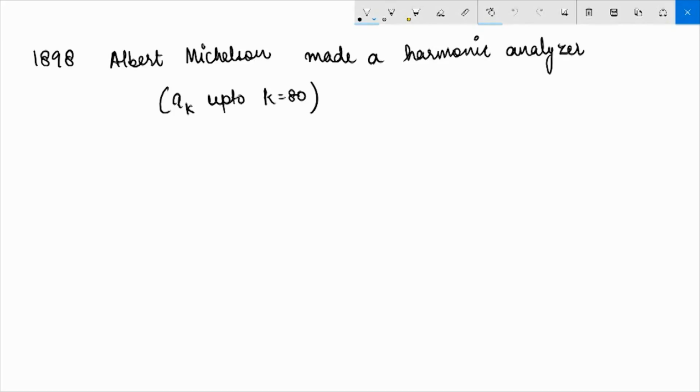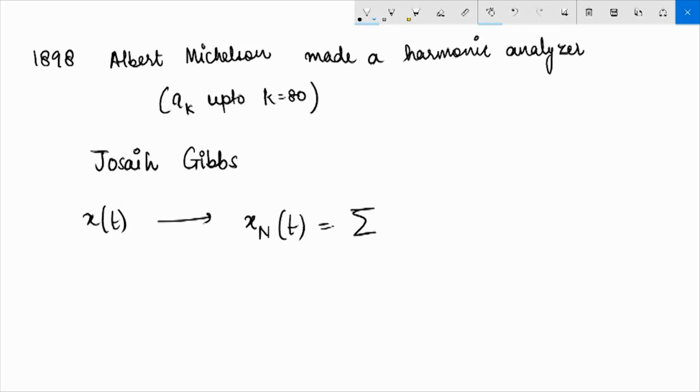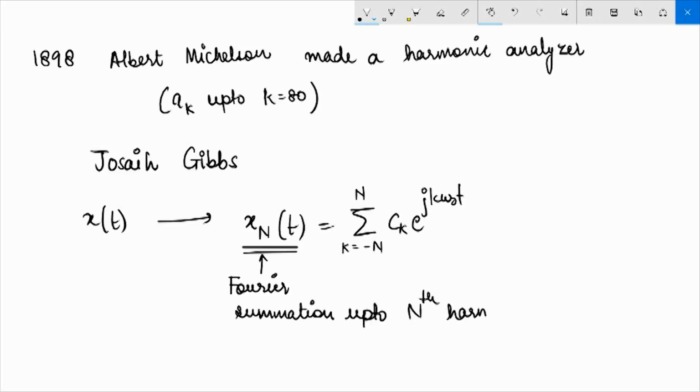Okay. So he thought that probably his device has some error, and he wrote to Josiah Gibbs, another very famous mathematician of his time, who analyzed Michelson's findings and then published the results in 1899. So if you have some x(t) and you find its Fourier series coefficients, and let us define x_N(t) as the summation, or the Fourier approximation in terms of complex exponentials, up to Nth harmonic. Okay, so x_N(t) is the Fourier summation up to Nth harmonic, capital N.